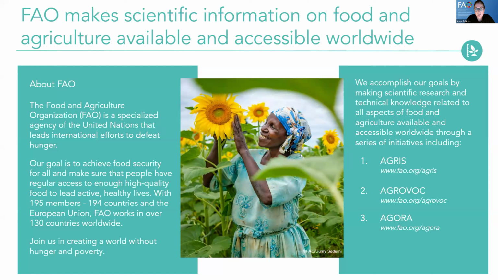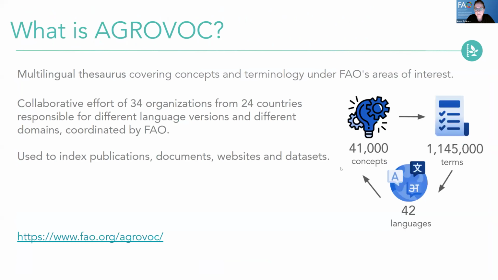Essentially, this accessibility to scientific information is what is helping us make sure that our FAO members are using knowledge sharing principles to enhance the development of food and agricultural sciences.